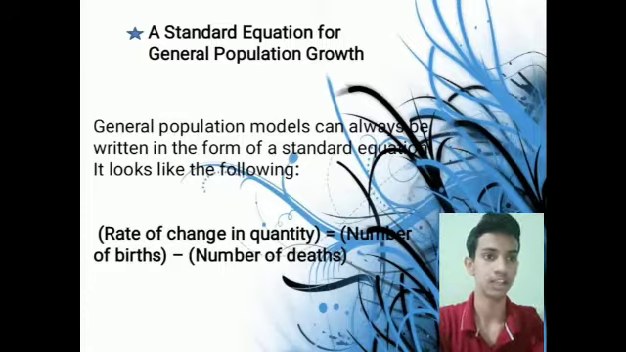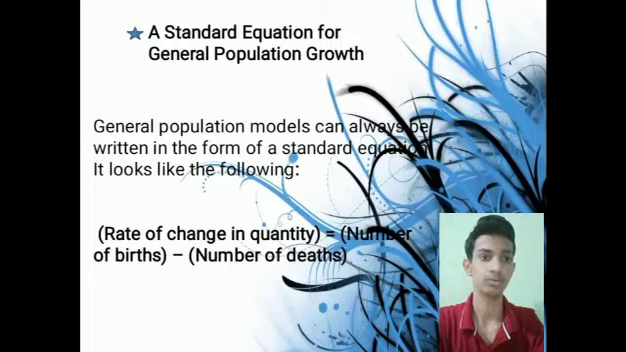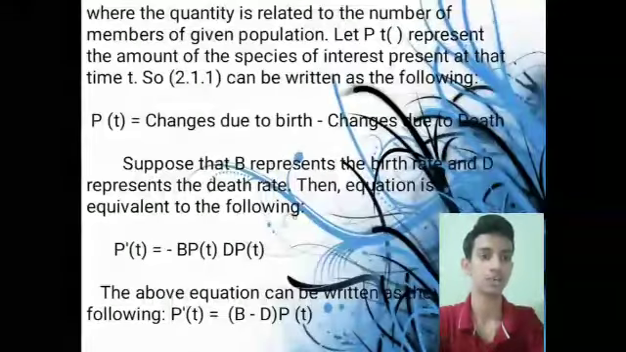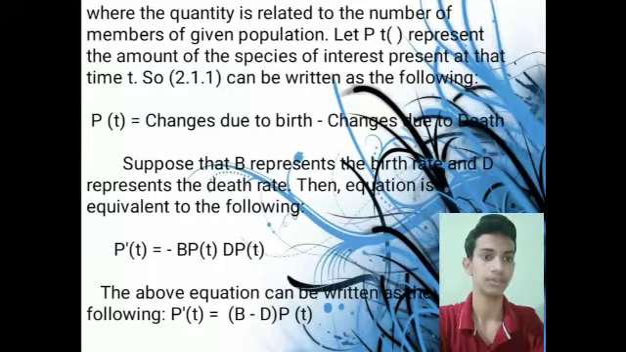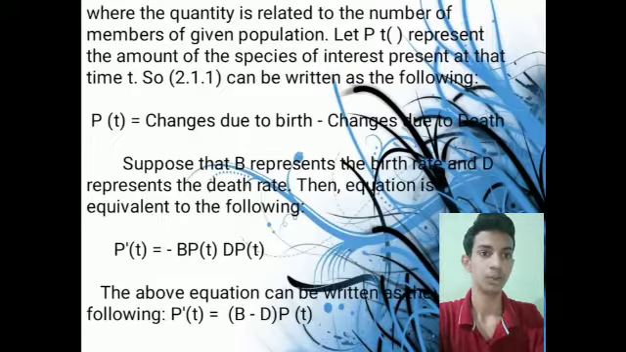Now here we have one more point: a standard equation of general population growth. General population models can always be written in the form of a standard equation. It looks like the following. Rate of change in quantity is equal to number of births minus number of deaths, where the quantity relates to the number of members of a given population. Let P(t) represent the amount of the species of interest present at time t. So 2.1.1 can be written as the following: P'(t) is equal to changes due to birth minus changes due to death.